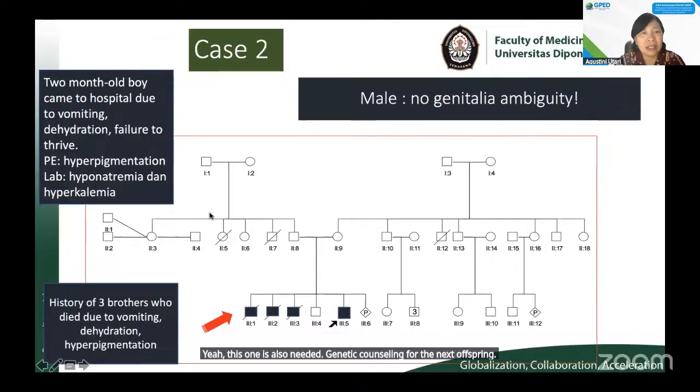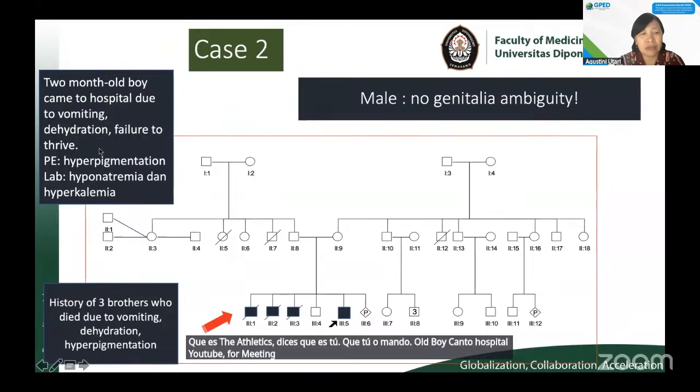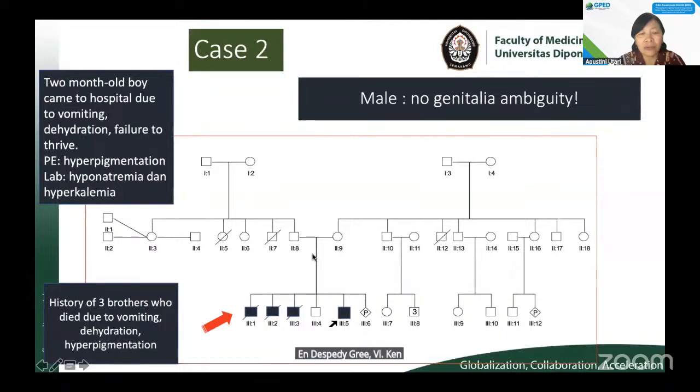This is our case. The other case, this is case 2. A 2-month-old boy came to the hospital due to vomiting, dehydration, and failure to thrive. There is hyperpigmentation, hyponatremia, and hyperkalemia. In this pedigree, we can see the history of 3 brothers who died due to vomiting, dehydration, and hyperpigmentation. So we have to be aware if there is a history of a previous sibling with vomiting, dehydration, and hyperpigmentation. Just remember that in males, there is no genitalia ambiguity for CAH.